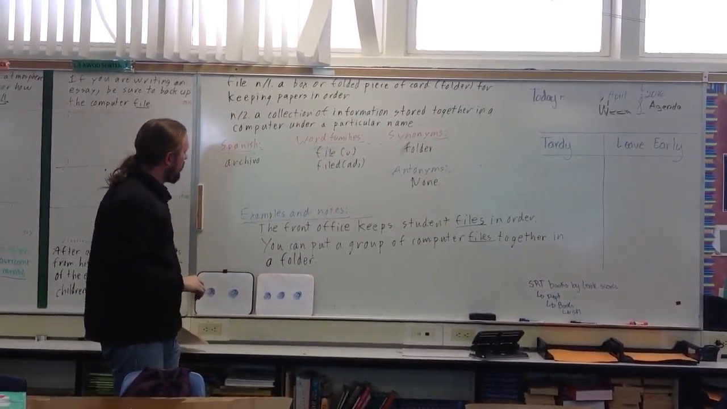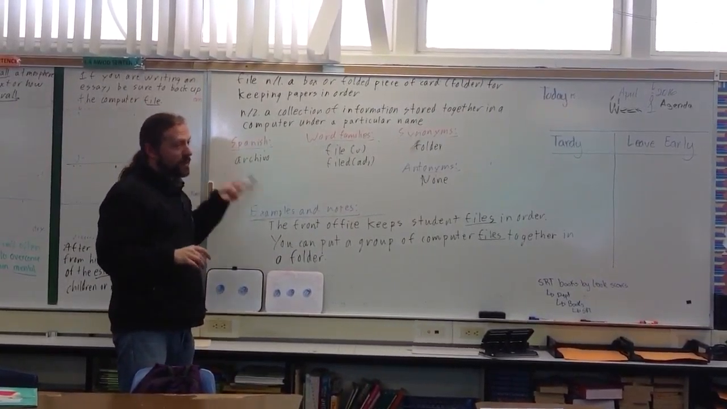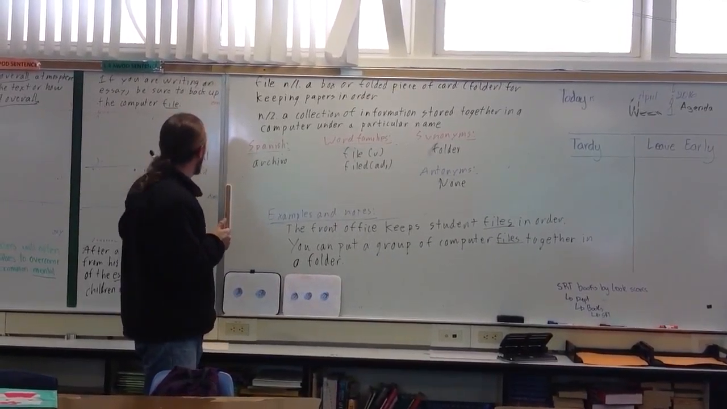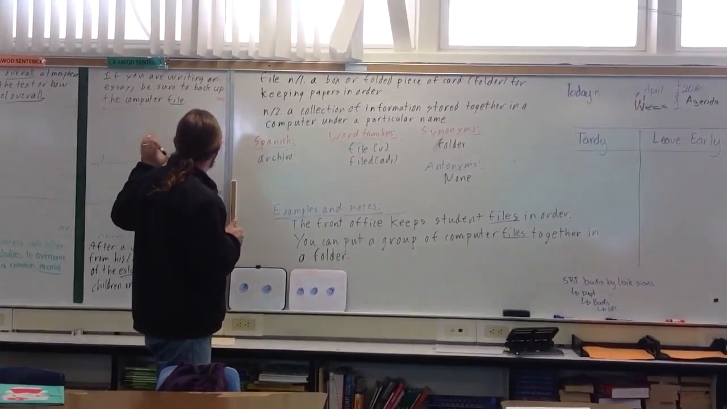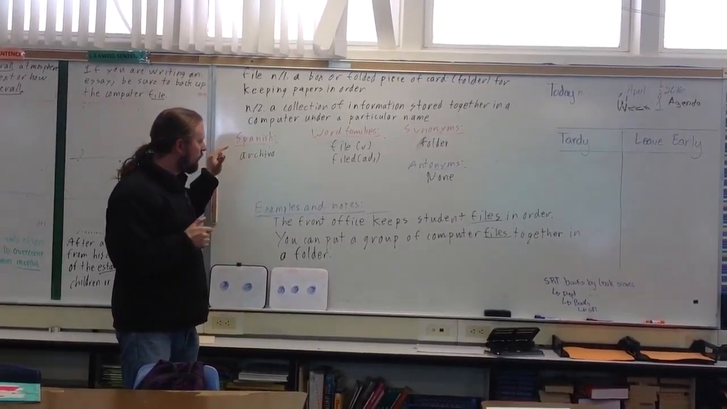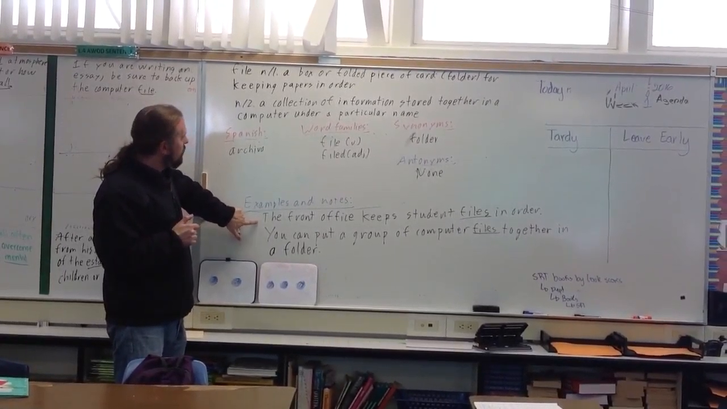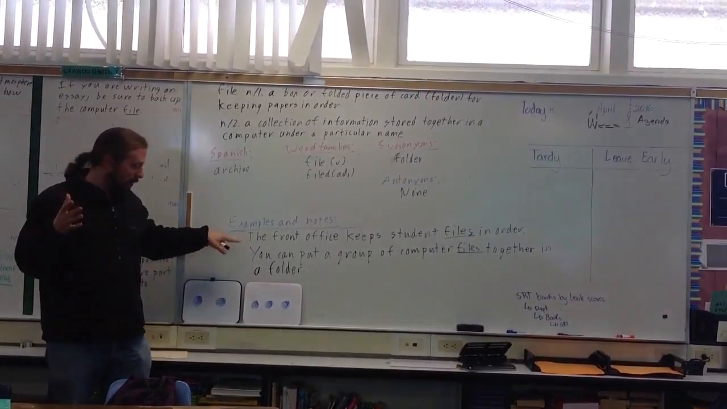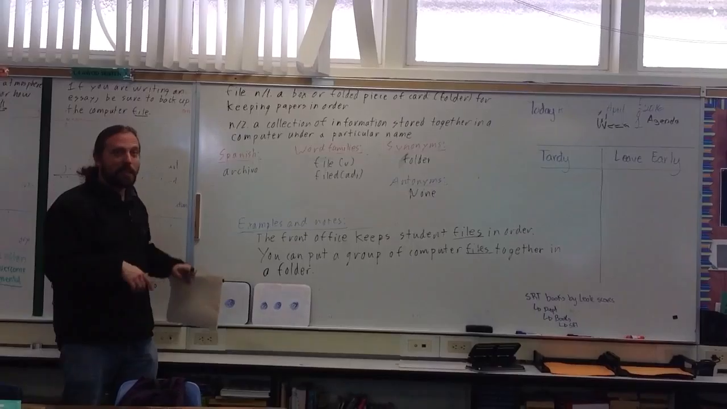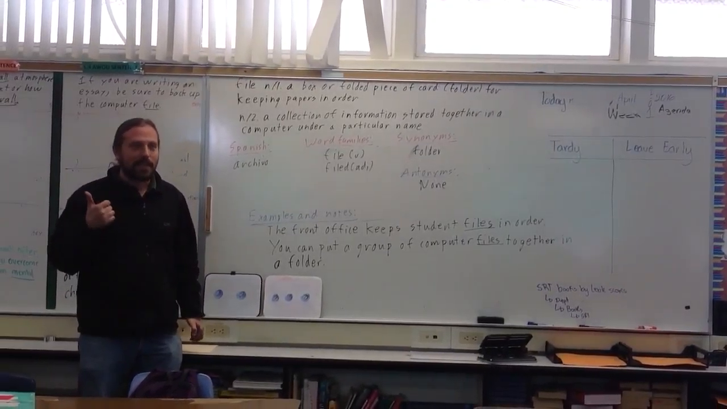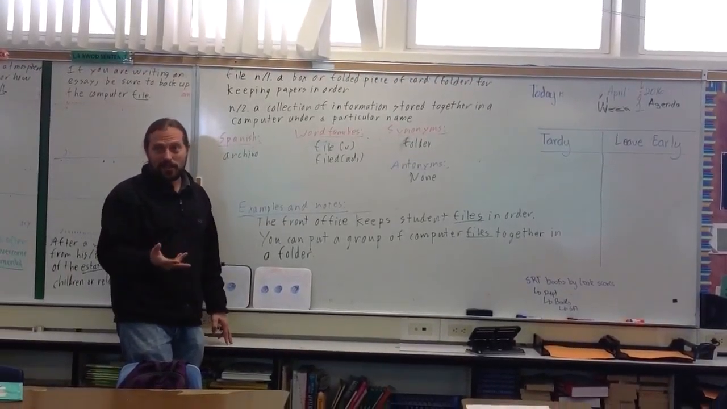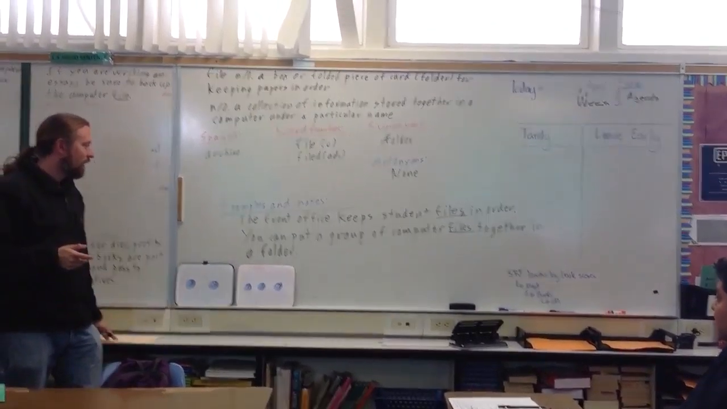Another definition is on a computer, a collection of information stored together on a computer under a particular name. So there's a sentence with definition 1. The front office at the school keeps student files in order. So like they have files for each student. They keep some information about you, like your contact information, your forms that you filled out when you registered and all that. That's in a file for you.